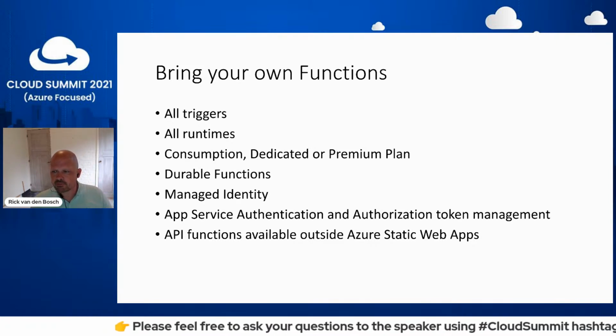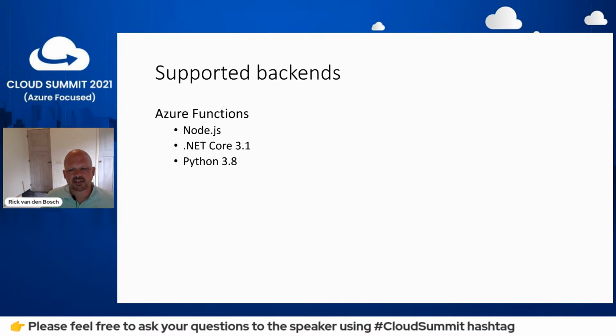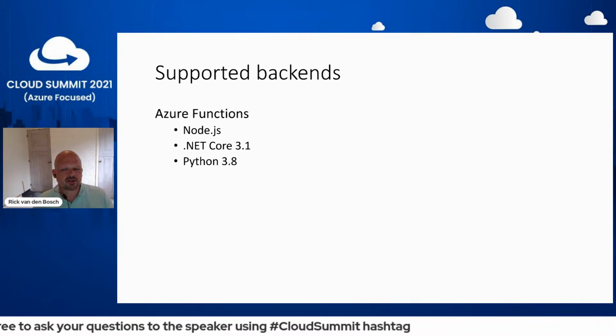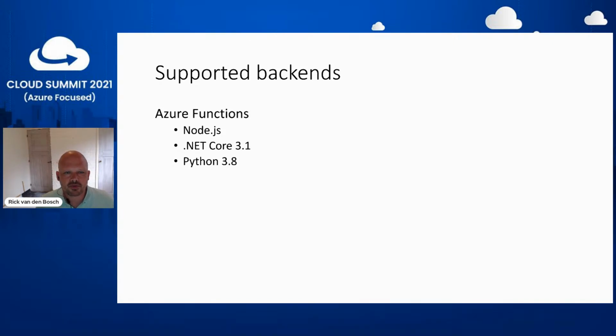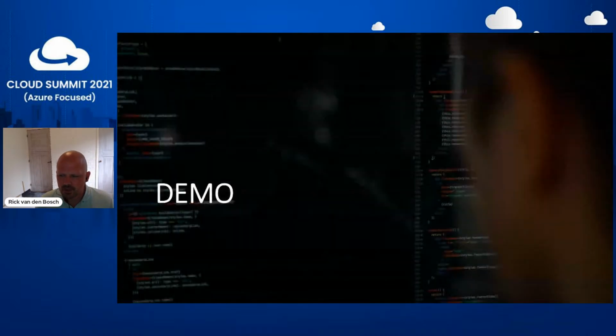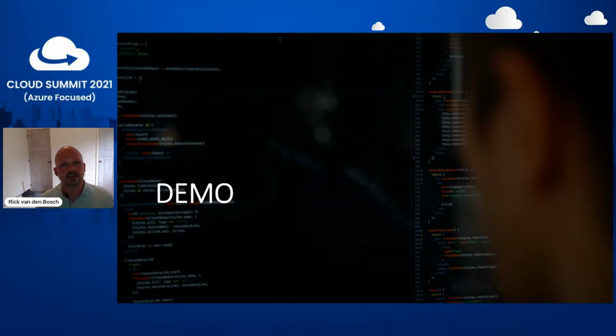Now, the supported backends for Azure Functions are, as said, Node.js, .NET Core 3.1, and Python 3.8. Let's see if we can start off with a little demo of a static web app. So I'm going to switch looking over here because it's on my second screen. That's the screen that I've shared with all of you. And let me really quick see if there's some questions interested in here.